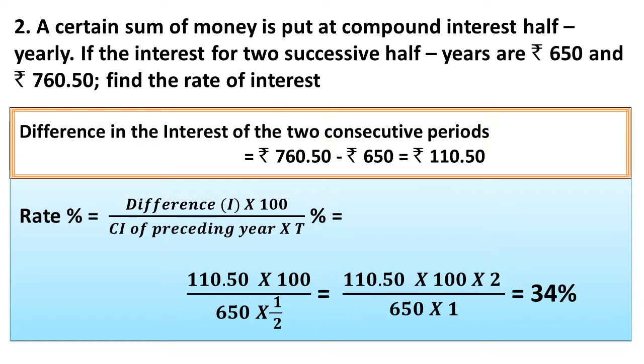So only 2 steps. In the first step, we have to calculate the difference in the interest of 2 consecutive periods. The difference you are going to obtain is the interest for 1 year. Apply the formula rate of percentage is equal to difference, that is interest for 1 year, into 100 by compound interest of preceding year into T.